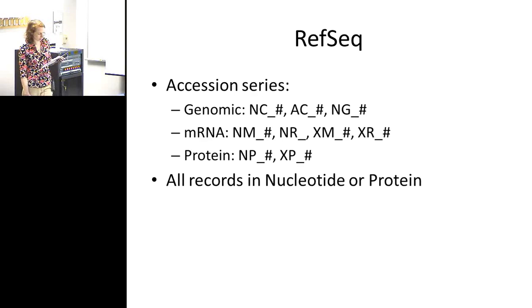NP is a protein associated with either the NM or the NC accession numbers. XP is a protein predictive model. And it's the same thing with some of these others. XM is a predicted model, as is XR, and one would be mRNA. So XM, that's mRNA, as is this one. The R is a non-coding RNA. And for genomic, the AC is a complete genomic model, but usually an alternate assembly. NC is also a complete genomic molecule, but it's usually a reference assembly. And NG is the incomplete genomic region.